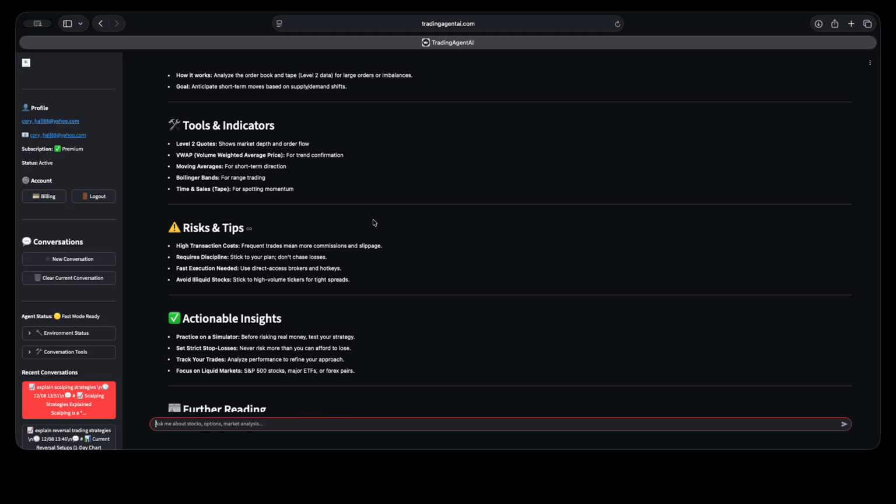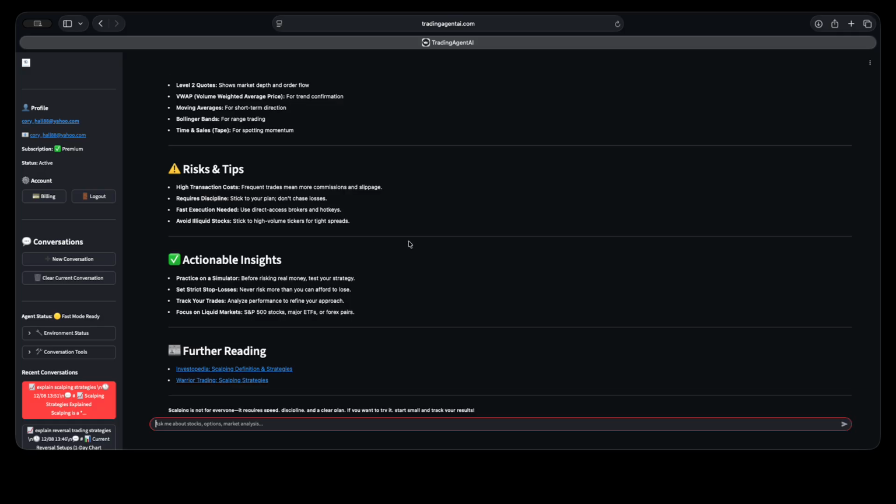And so some tools and indicators used here are level 2 quotes, which show the market depth and order flow; VWAP for trend confirmation; moving averages for short-term direction; Bollinger Bands for range trading; and the time and sales tape for spotting momentum.